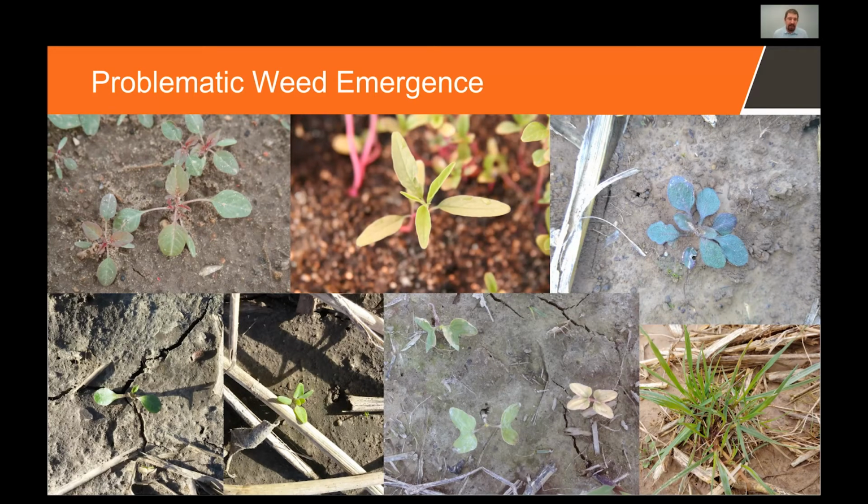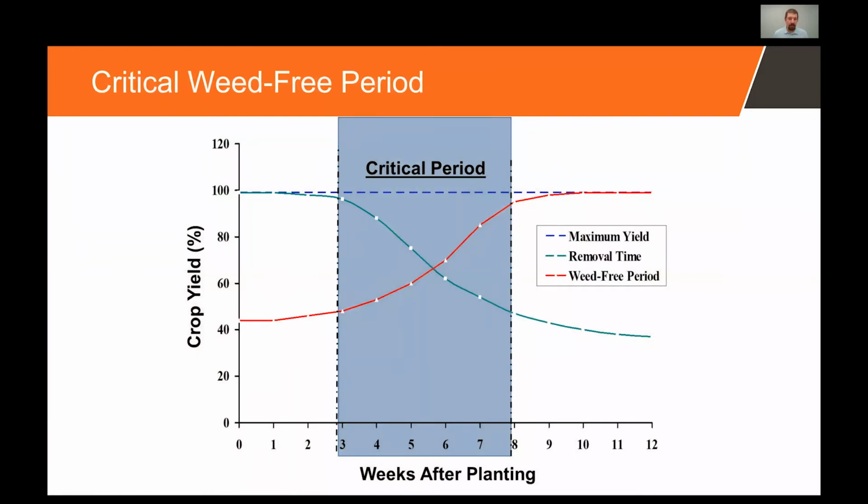So the other thing to think about is, when is our critical weed-free period? So this is just an example chart of critical weed-free period. And basically, this is the period of time within our cropping season when it's critical to keep that crop weed-free. The way we create these is we have plots that we allow the weeds to grow, and then we remove the weeds at certain time points. And that's the green line or the removal point. And the red line is you're keeping that plot weed-free up to a certain point and then letting it go.